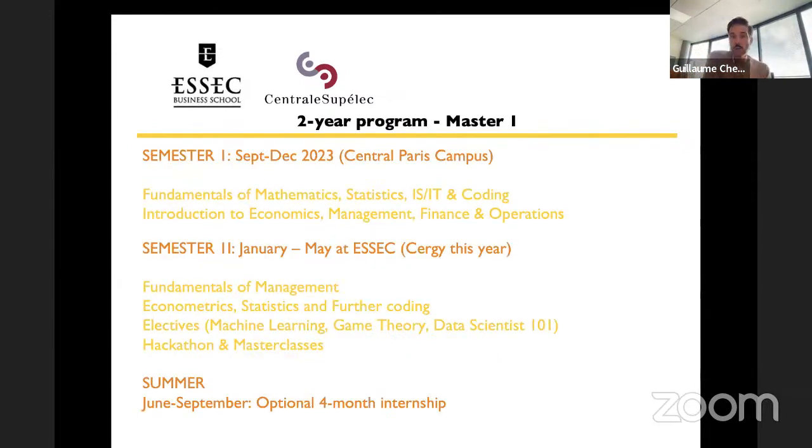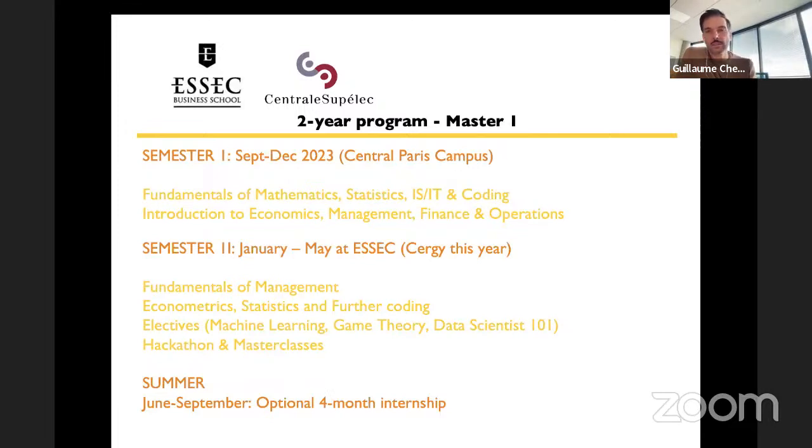Right. So a quick overview. If you enter the 2-year program, you enter Master 1 for the first year, and essentially you have 2 semesters. The first semester is at the Centrale Paris campus near Montparnasse Station, for those who know. You're really going to have the fundamentals of math, stats, information systems, information technology and coding, and also an introduction to some economics and management, so a bit of finance, business games and everything. It's very technical in the first semester. It's really about getting you up to gear with all the math, stats, IT and coding.